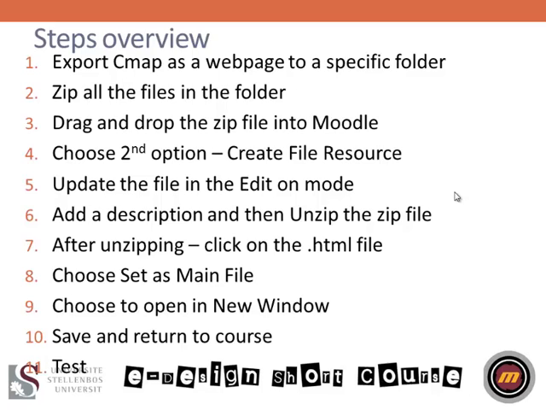And then you're going to unzip that zip file that you've just sent to Moodle. After unzipping, you click on the HTML file, because this is the file that you must tell Moodle it needs to open. Then you click on it and set it as the main file. You'll see it now. Then we just choose that this new thing opens up in a new web page. And then you just have to save, return to course, and then basically test.